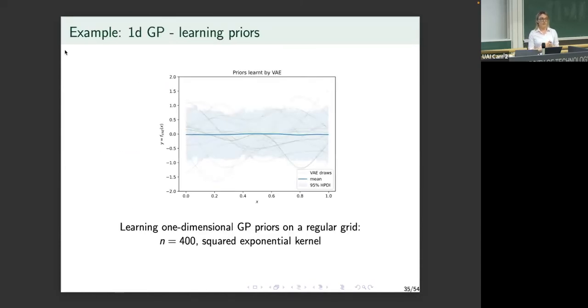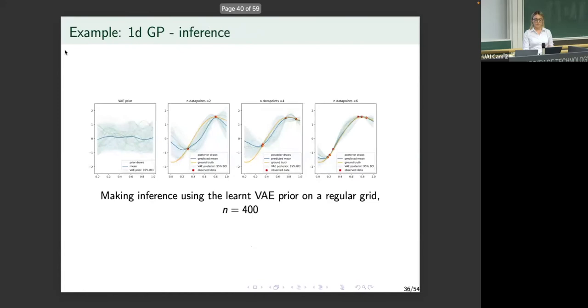Here are a couple of examples of how it looks in reality. This, of course, is not any real-life spatial data. This is just an experiment in one dimension on a Gaussian process with an RBF kernel, and the grid here is 400 equally spaced points on the unit interval. What you can see is what the VAE has learned. The VAE priors, let's call them, have a mean that looks very similar to a straight line around 0, and they show some range of uncertainty. You can also see thin green lines which represent the individual draws.